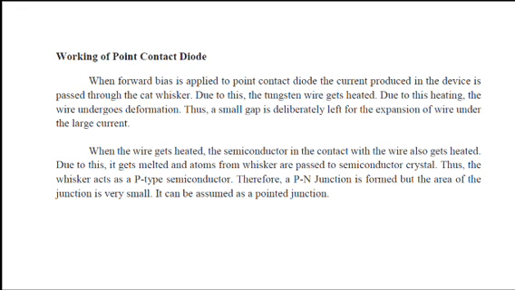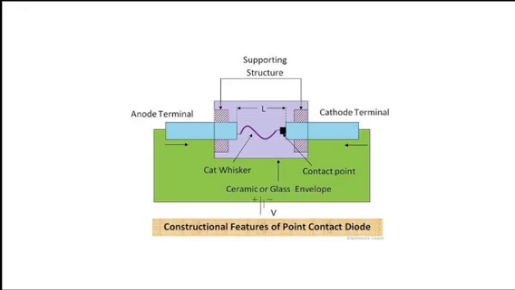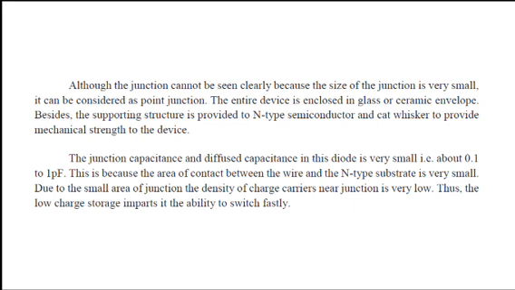So here the PN junction is formed, but the area of the junction is very small, and it is referred to as the point junction. Here you can see the construction features of the point contact diode. It has a cat whisker between the anode terminal and the cathode terminal, and a supporting structure placed at both the anode terminal and the cathode terminal, and there is a glass envelope in between. The point contact is clearly shown, and the junction formed is very small, and it is enclosed in a glass or ceramic envelope.